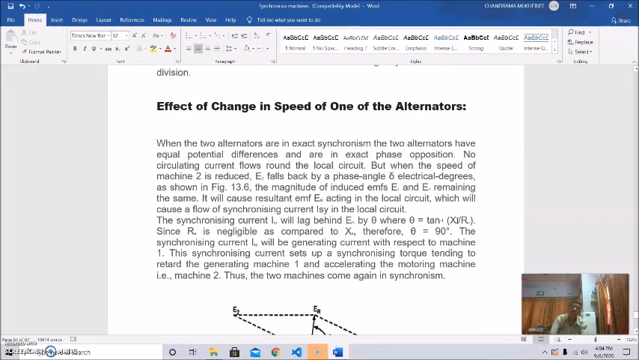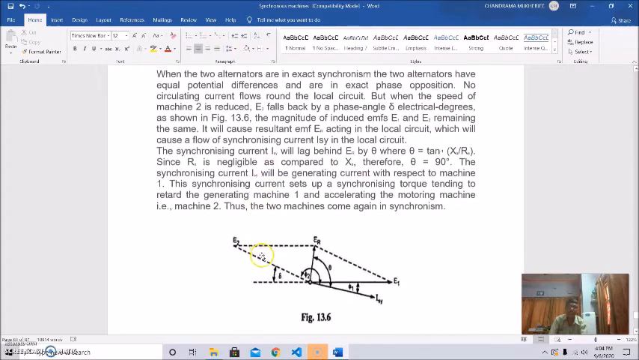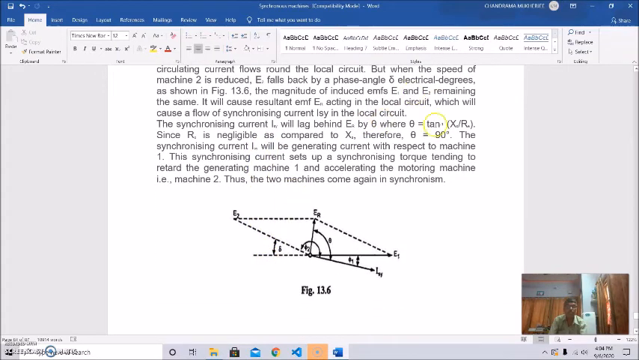Now, what is the effect of a change in speed of one of the alternators? When the two alternators are in exact synchronism, they have equal potential differences and are in exact phase opposition, and no separating current flows around the local circuit. But when the speed of machine 2 is reduced, E2 falls back by a phase angle delta electrical degrees, and that is shown in this figure. The magnitudes of the induced EMFs E1 and E2 remaining the same, it will cause a resultant EMF ER acting in the local circuit, which will cause a flow of synchronizing current ISY in the local circuit. So the synchronizing current ISY will lag behind ER by theta, where theta equals tan inverse of XS by RE.